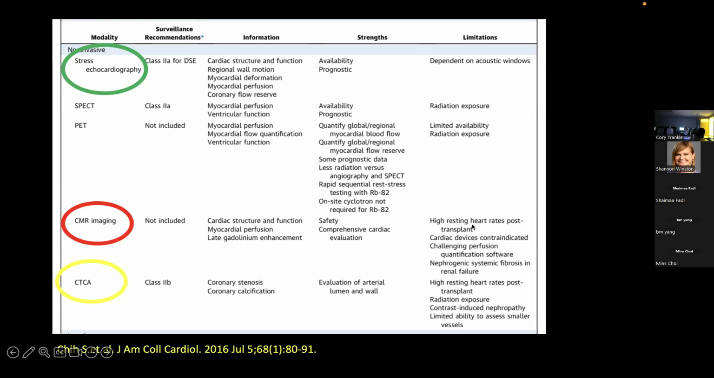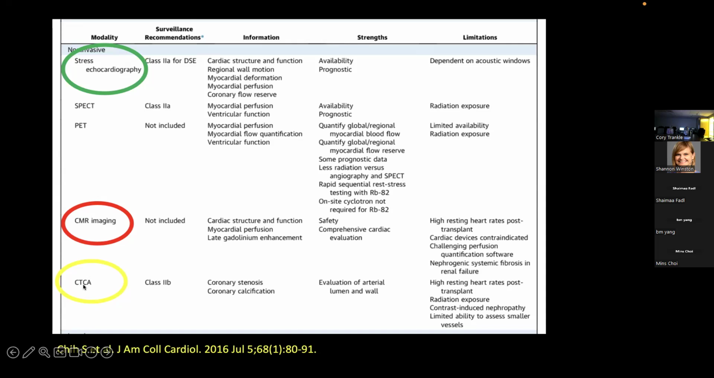The cardiac MRI was not included in that society's recommendations, but with the high resting heart rates nowadays, there are some sequences. If we are facing higher heart rates, we can do these rapid sequences. Cardiac devices are really not an issue these days, and perfusion quantification software is a challenge, but there is a rising role for MR stress perfusion in those patients. Some of those patients also have some kidney dysfunction.